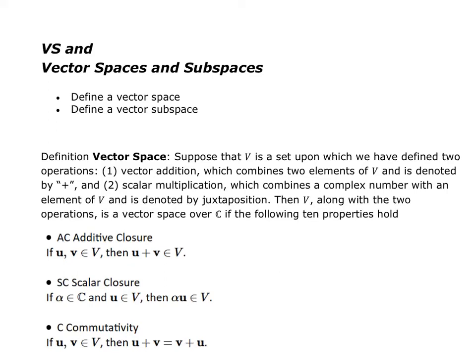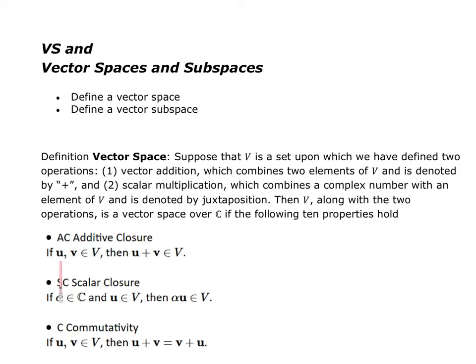In this video, we're going to define vector spaces and subspaces. So let's start out with what a vector space is. A vector space has two operations, which are addition, vector addition in this case, and scalar multiplication. Then if that's true, we have those two operations, and it's a vector space over the complex numbers if the following 10 properties hold.